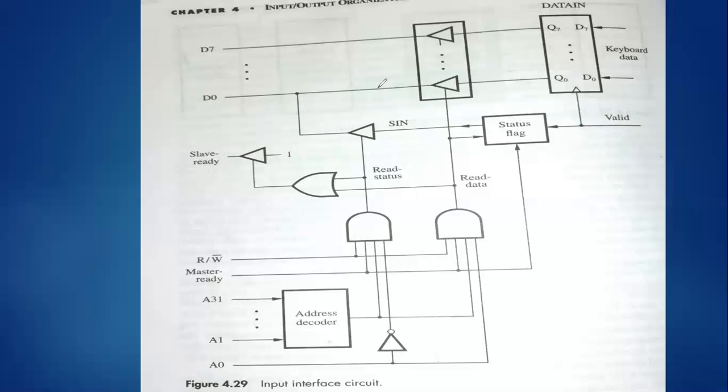Just compare it with the previous figure. Out of the data lines we had, we are utilizing D0 to communicate the SIN flag towards the processor. So now the processor has received SIN equal to 1.